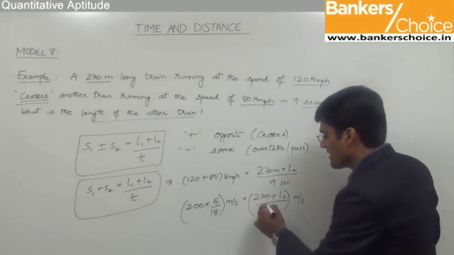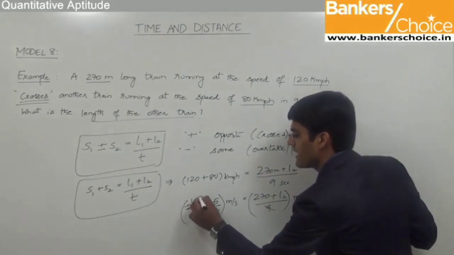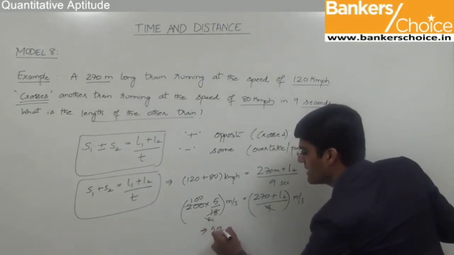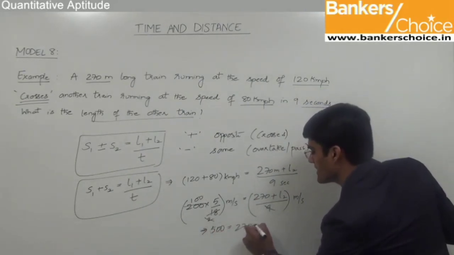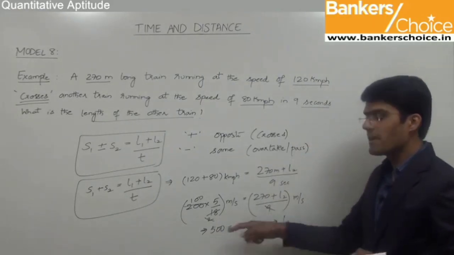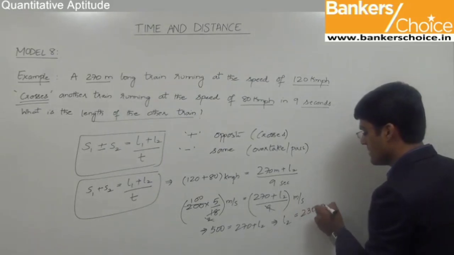So if we try to see here, 9 gets cancelled 2 times. 2 goes 100 times. And 100 into 5 is 500. So we can say 500 is equal to 270 plus L2. So very clearly from this, the length of the second train is 500 minus 270. That is equal to 230 meters.